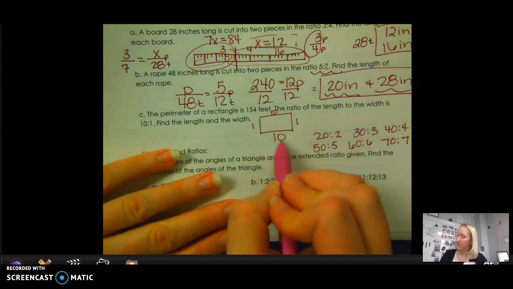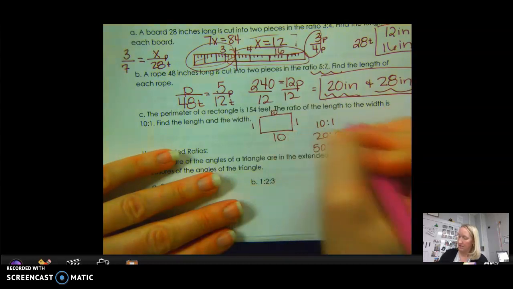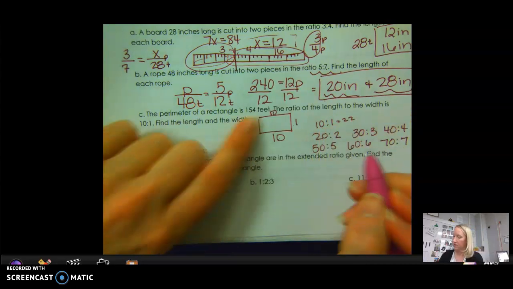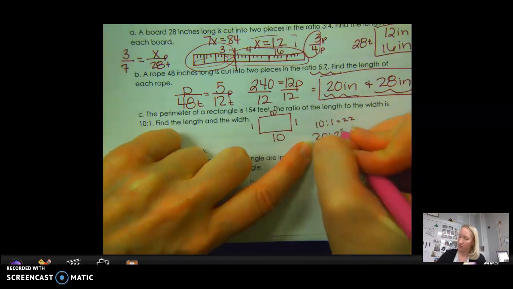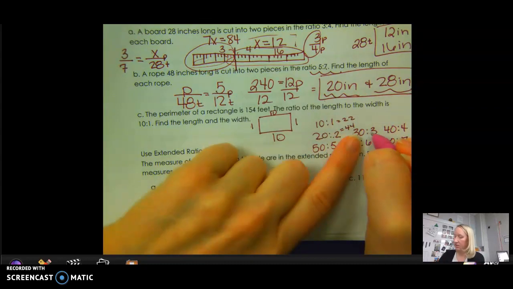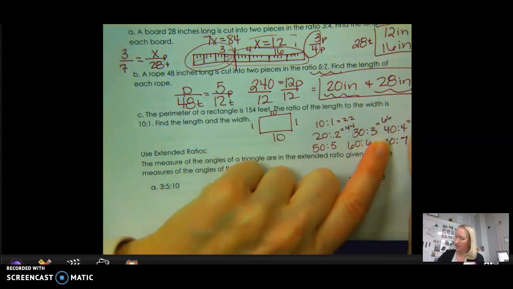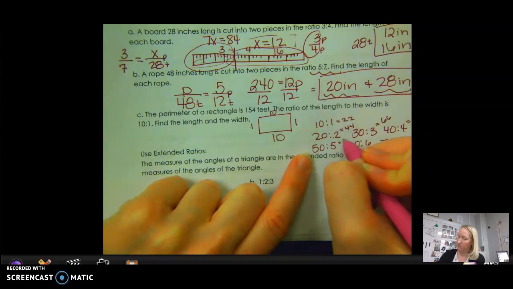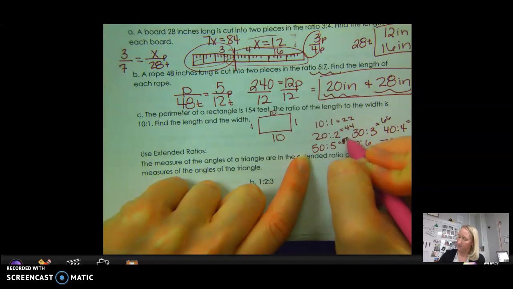So this is actually 10, 10, 1, 1, which is 22. So the 10 to 1 is actually equal to 22 total inches. The 20 to 2 would be 20 and 20, 2 and 2, which would be 44. 30 and 30 is 60, 3 and 3 is 6, so that'd be 66. This would be 88. This would be 55. No, sorry, this would be 110.